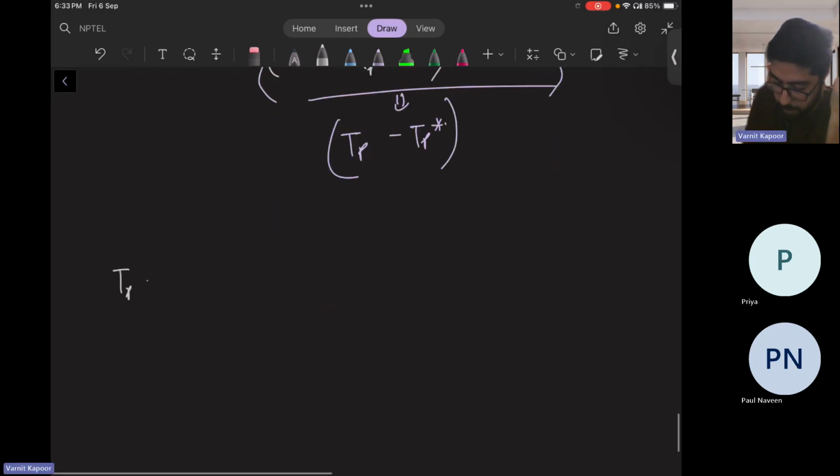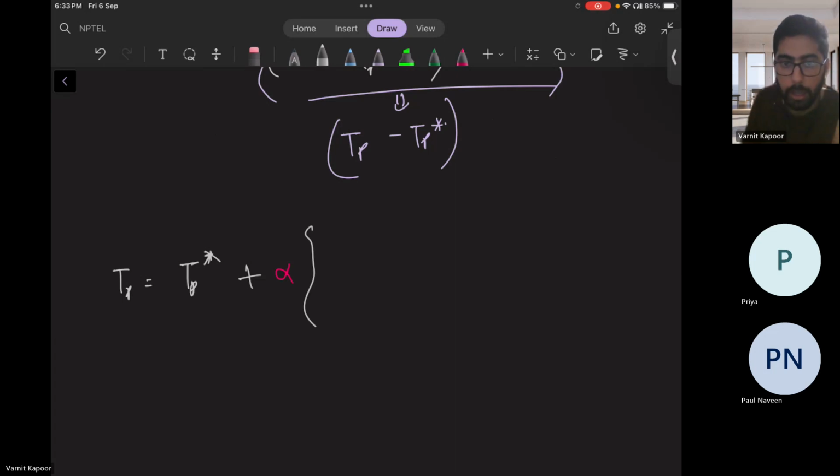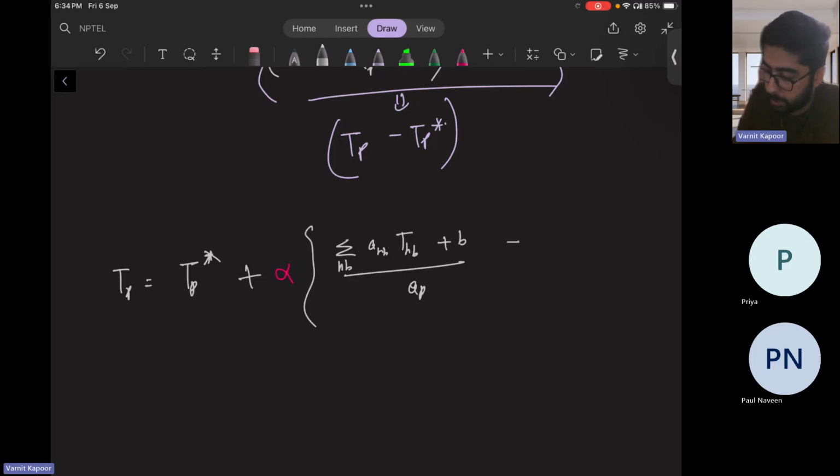TP is equal to TP star plus alpha times the summation of neighboring nodes, A NB and T NB, plus B over AP, and minus TP star. Right?